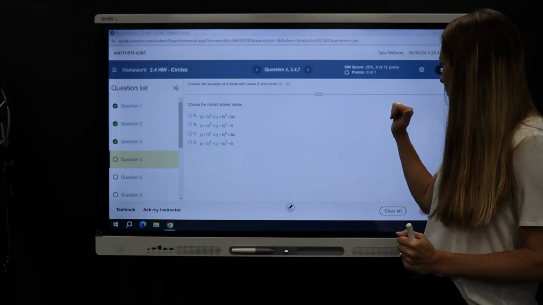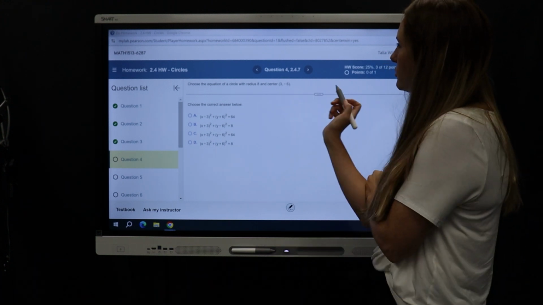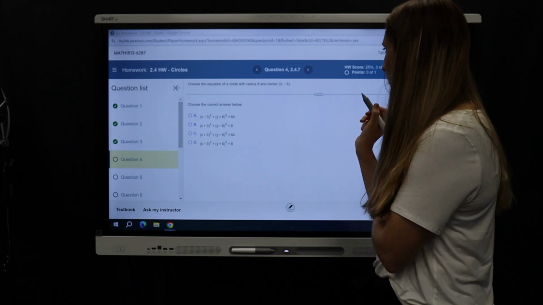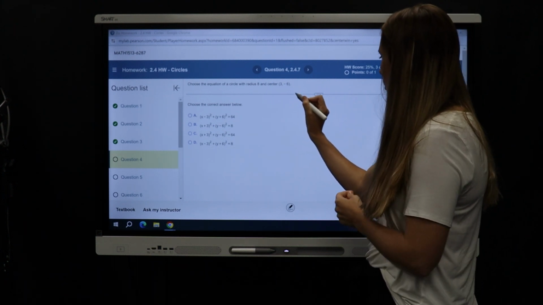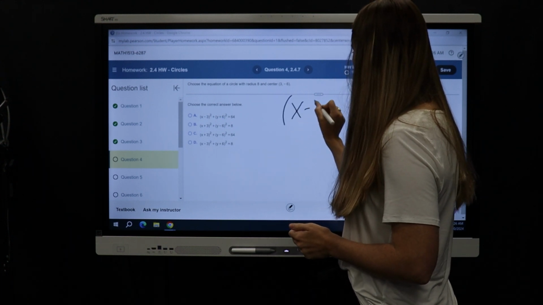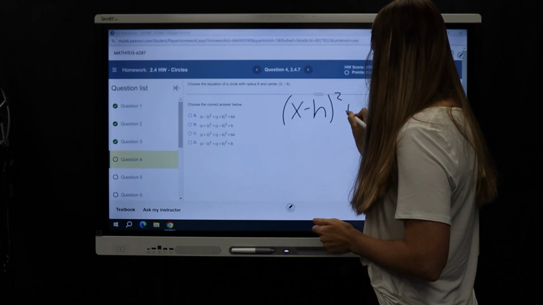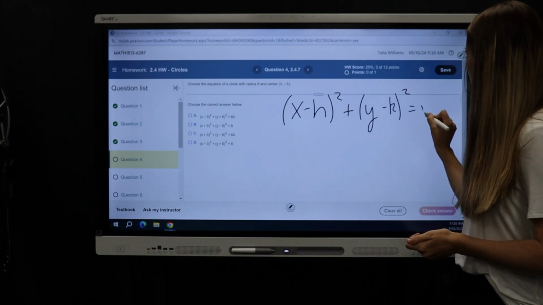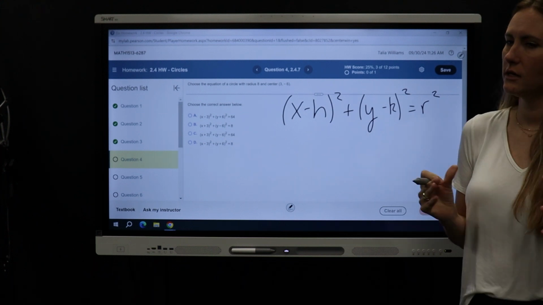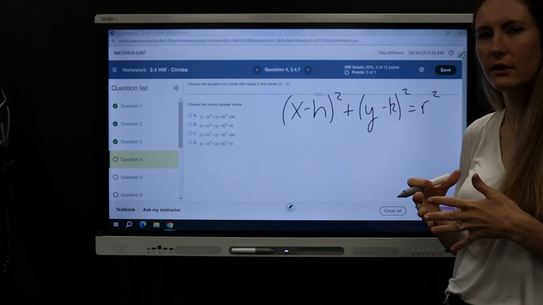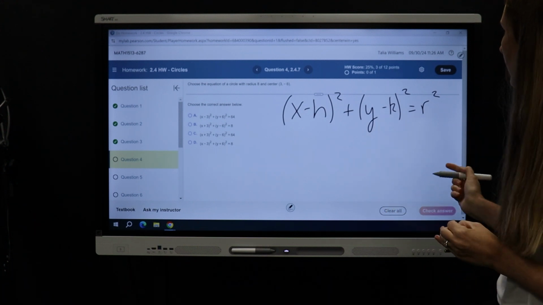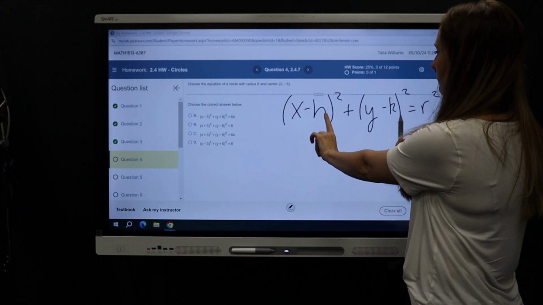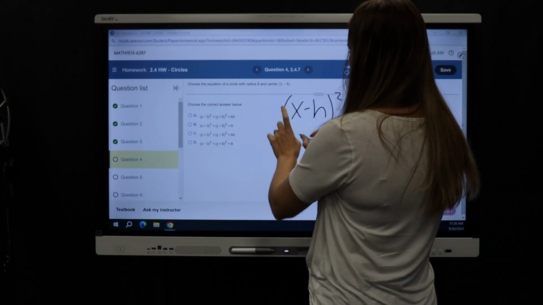Okay, here's the ones I was talking about. So choose the equation of a circle with the radius 8 and the center 3, negative 6. So here is our standard form of a circle. Y minus k squared equals r squared. So this is what the equation of a circle looks like when the center isn't 0, 0. And the big thing here is that these are subtract. This is the biggest thing that confuses people. So our center is h, k.